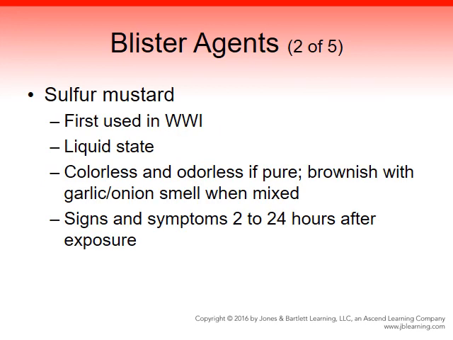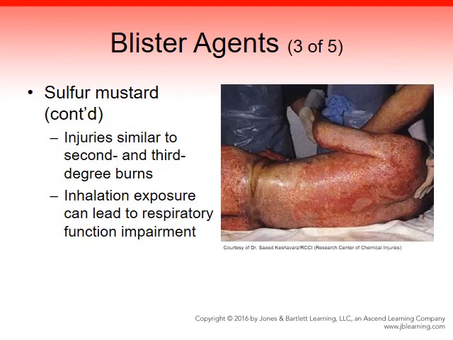So your mustard gas was first used in World War I. It is in a liquid state. It is colorless and odorless if pure. If it's mixed with other substances, it may have a brownish tinge with a strong odor of garlic or onion. If you're exposed to mustard gas, the signs and symptoms usually occur anywhere between 2 to 24 hours after exposure.